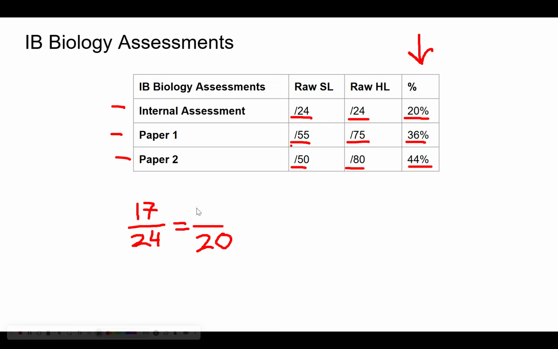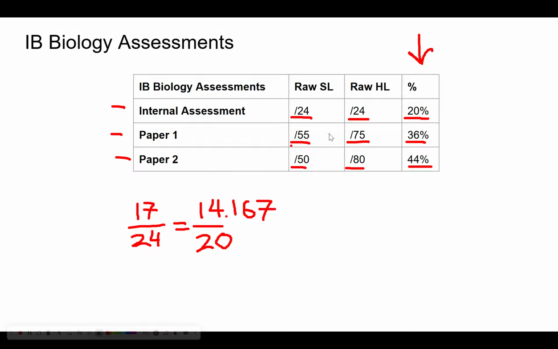I'm going to do it right now. 17 times 20 divided by 24 means that this would give you 14 out of 20 possible points on this component of your grade. So let's go back and write it in so I don't forget. It's actually 14.16, and really 14.167, which we'll get to in a second. So that is the number of points that you've received for your IA.